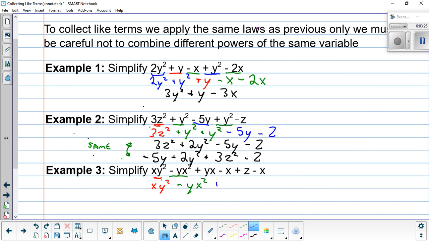We have plus yx. Then we have minus x plus z. And so really we can just write that as xy squared minus yx squared plus yx minus 2x plus 2.